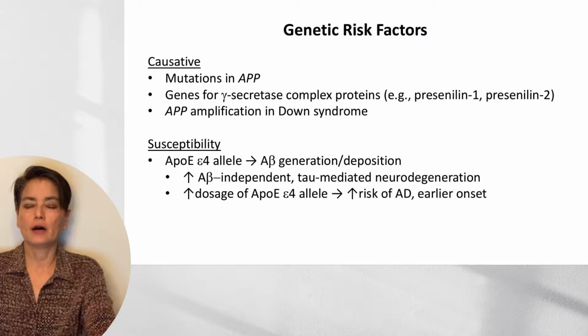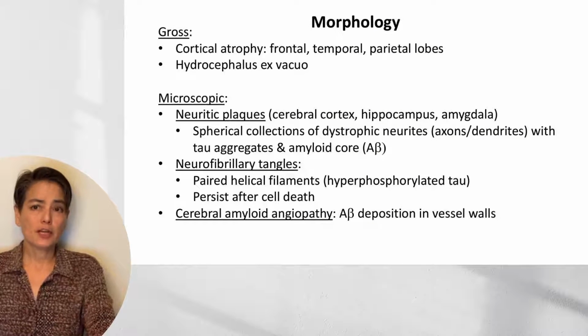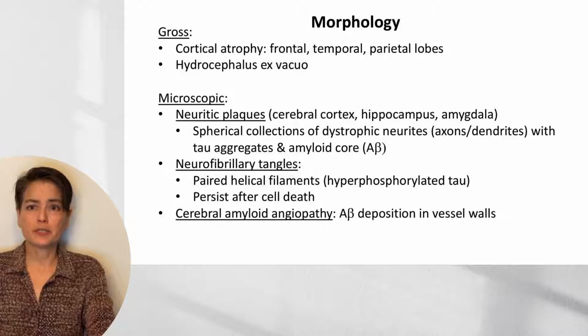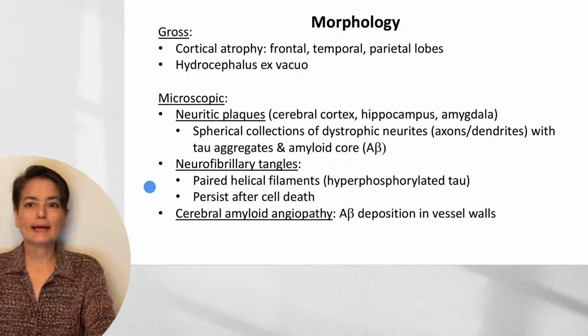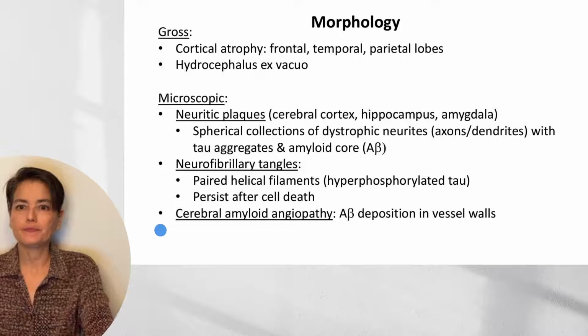Morphologically, we're going to see cortical atrophy, predominantly of the frontal, temporal, and parietal lobes. And because of this atrophy and loss of brain parenchyma, we will get hydrocephalus ex vacuo. There are 3 microscopic findings that we can see: neuritic plaques, neurofibrillary tangles, and cerebral amyloid angiopathy.